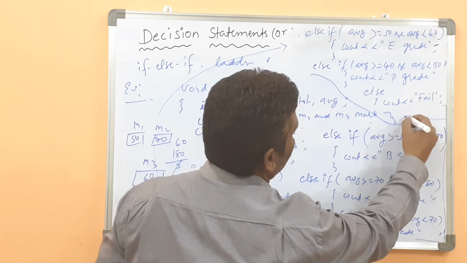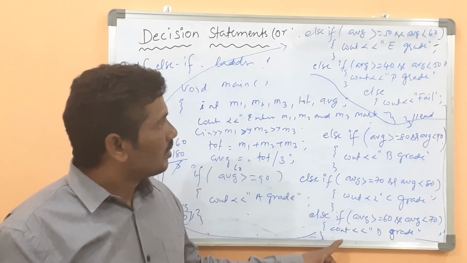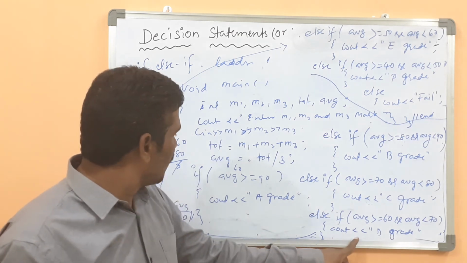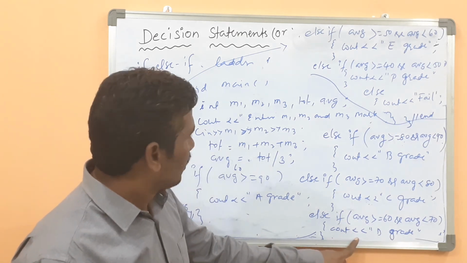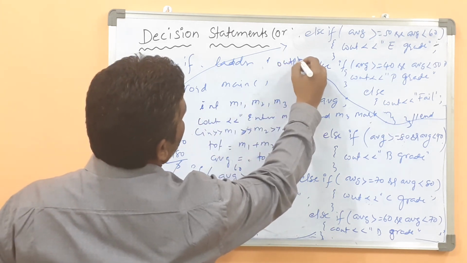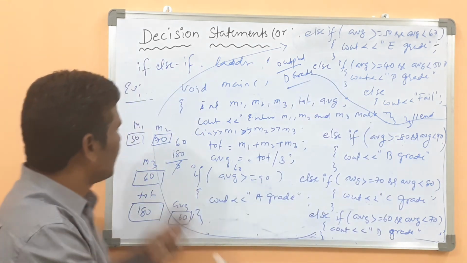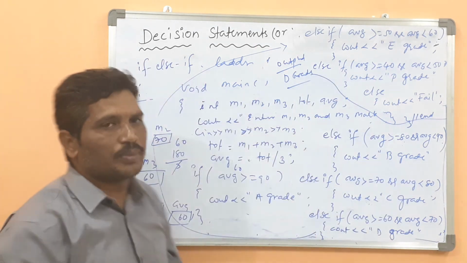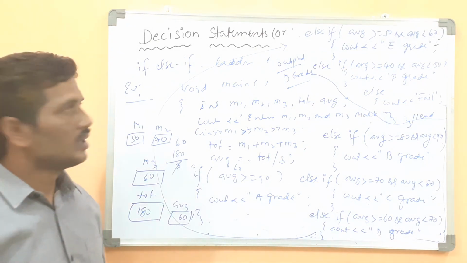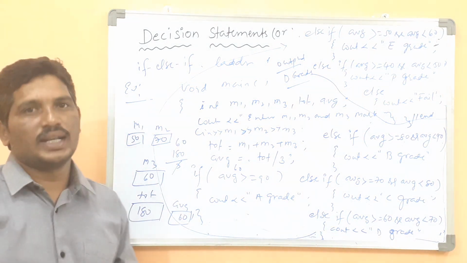After that, the fail part is skipped and the main function ends. Here cout D grade. What is the output of this program? Output is D grade. You can practice more examples. Take other values and check the program. Today I talked about selection statements, decision statements.